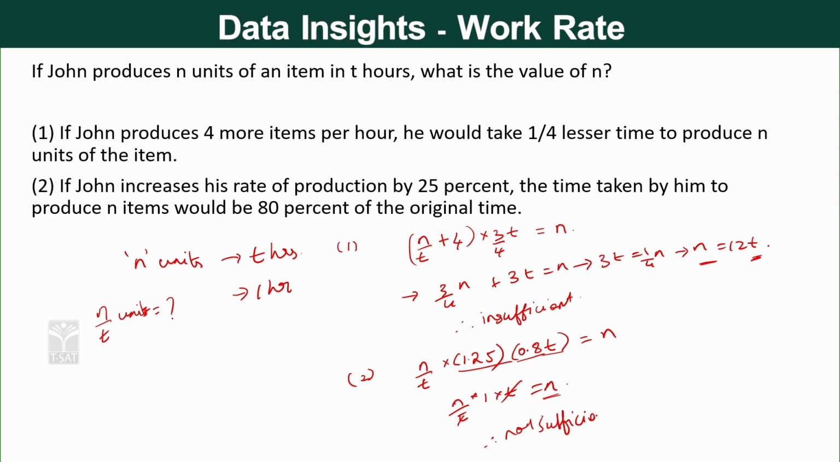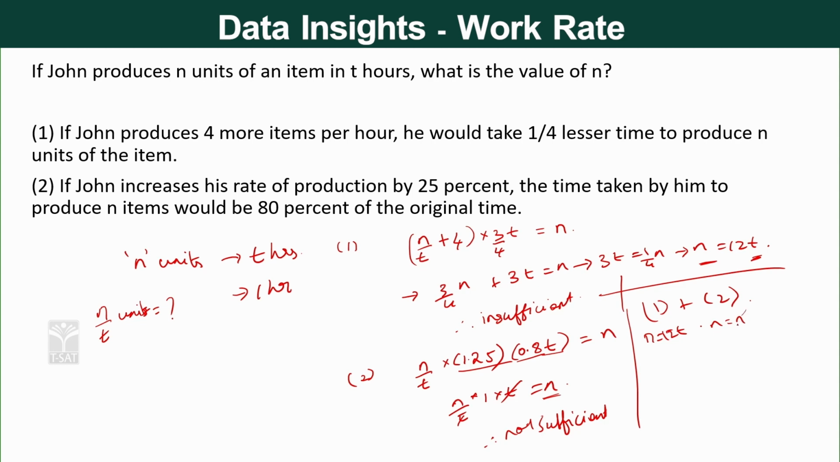Now, let us see if we combine statements 1 and 2 together, 1 plus 2. From 1 you have n is equal to 12T, and from 2 you have no information. It just is telling us that if the efficiency is increased by 25%, the time taken would be 80% of the original time, and n gets cancelled.